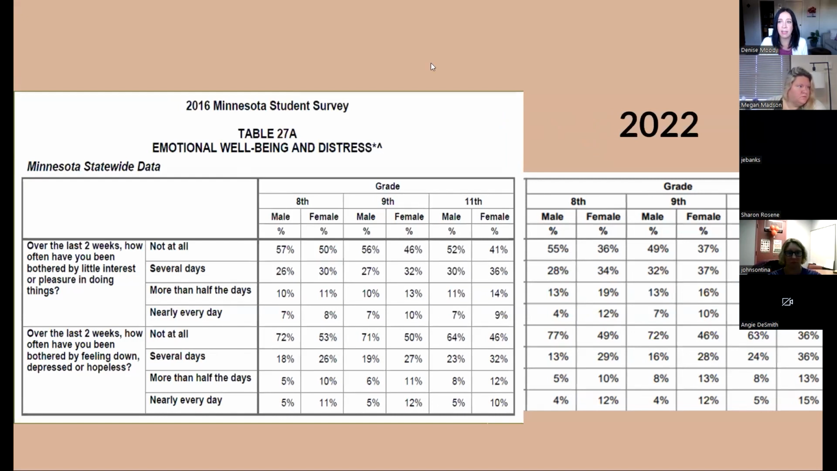So you'll see that in Minnesota, for those of you that aren't Minnesota based, we do a triennial survey. Every 3 years, we survey 5th, 8th, 9th, and 11th graders, and we ask them questions about anxiety and depression, and also about suicidal ideation. On the left side here, you'll see your numbers from 2016, and on the right side, numbers from 2022. So in the chat, what are you noticing as you look at this data?